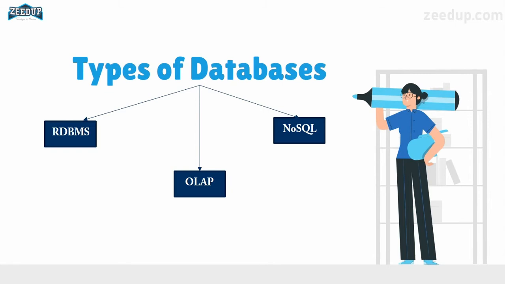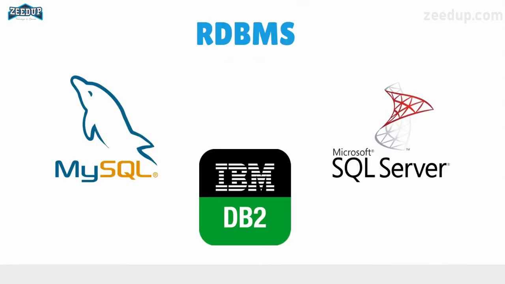When we talk about the types of databases, we have three types. The first is the RDBMS, that is the Relational Database Management System. The second type is the OLAP, that stands for Online Analytical Processing. And the third is the NoSQL, which is a recently developed database. Let us explore all about these databases in detail. First of all, we will be covering the RDBMS, the Relational Database Management Systems.